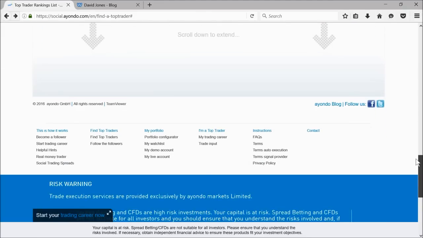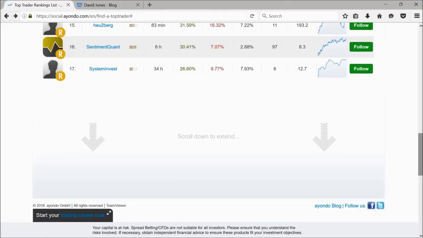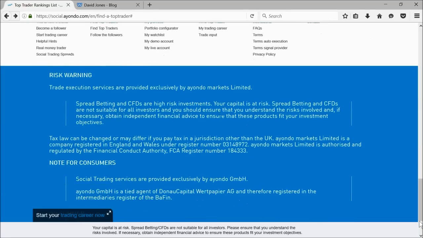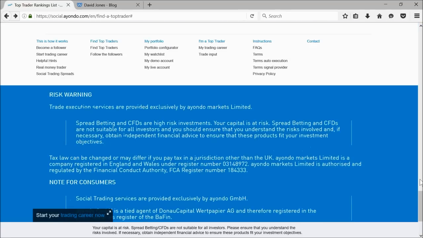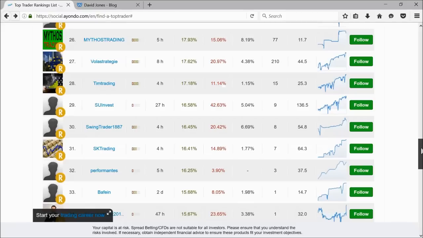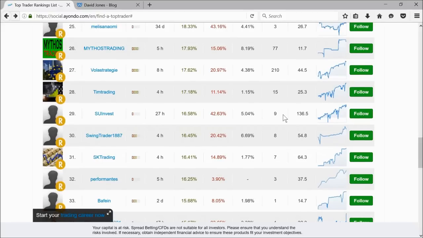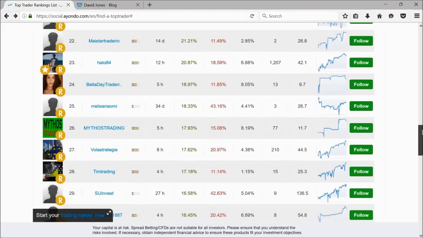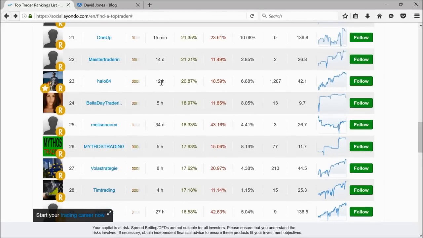Let's scroll down and bring up more. There we go. Okay. I've gone down too far. So we pick some of these maybe a bit more volatile. Let's see who's got some good numbers. So 17%, 18%. This one, Halo 84. There we go, 20%. Drawdown. I mean, that's a bit of a sort of poor drawdown to profit ratio. Made 20%, but then gave back 18.5%. But let's follow that person. Here we go.